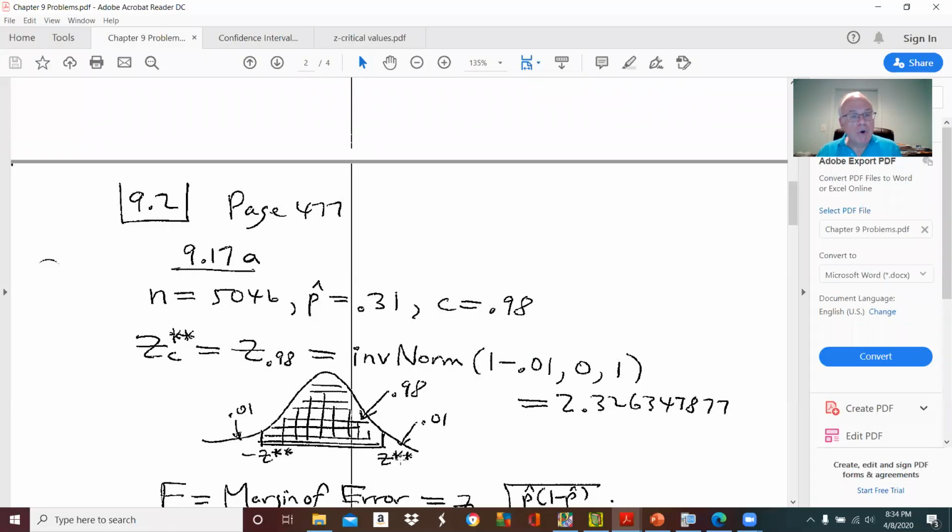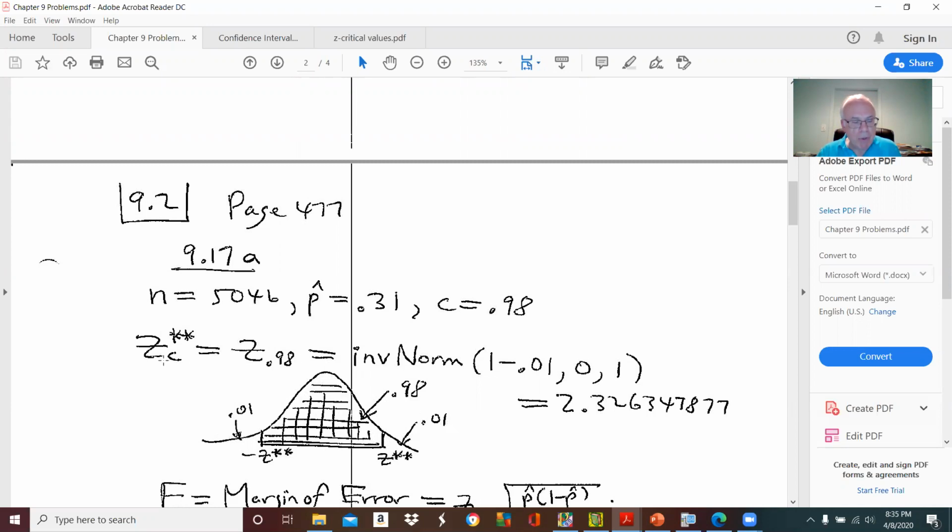Well, we would make a little drawing here first. This is a normal curve, a standard normal curve. The middle is the 98%, so 0.98 is in the middle. 0.02, or 2%, is left. Half of it is on the left, which is 1%, and half on the right, which is 1%. So 0.01 is on the left, 0.01 is on the right.